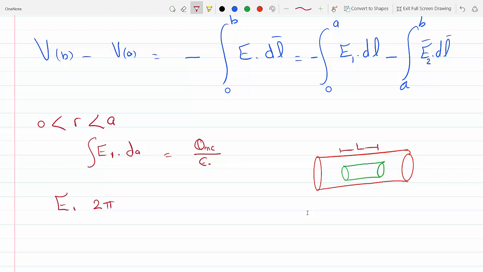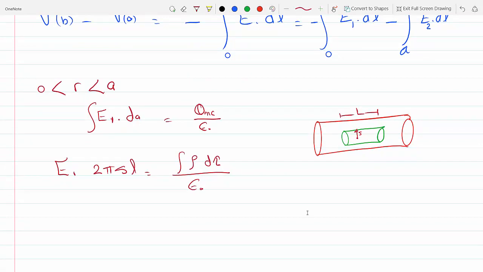So the area of the cylinder is 2 pi S L, where the radius of my Gaussian surface is S, and this equals Q enclosed over epsilon. For Q enclosed, I would have to integrate rho over the volume of the cylinder, d tau, and this is uniform, so it can come outside the integral. So this is just rho times the volume of the cylinder. Then I would get E 2 pi S L equals rho times pi S squared times L over epsilon. We're using small l, let's stick to small l.